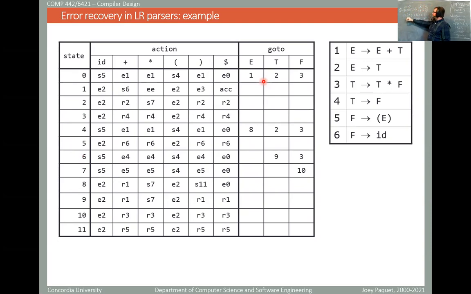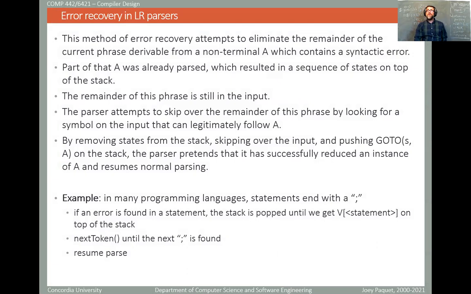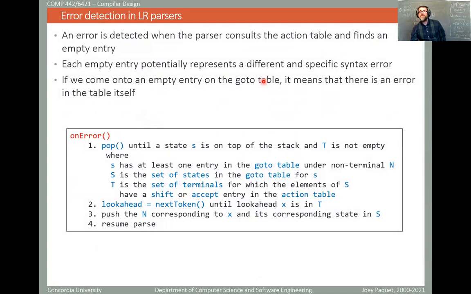Then eventually I'm computing my set T. Let's go to the definition here. I remind you, this was my S, the state I pop until I find. Then the big S is the set of states that you find in the go-to table for state S. So in this case, state 0 has entries in the go-to table. If it did not, I would continue popping until I find the next state that has entries in the go-to table. Of course, my two cases are rather simple. Then I compute the T.